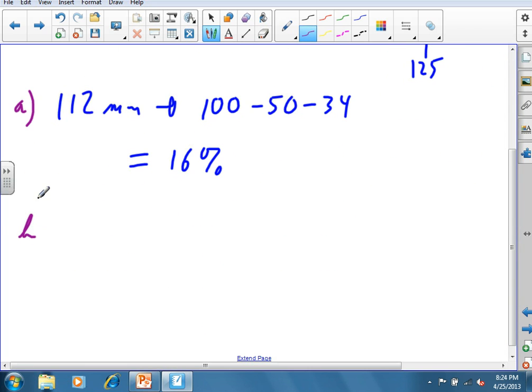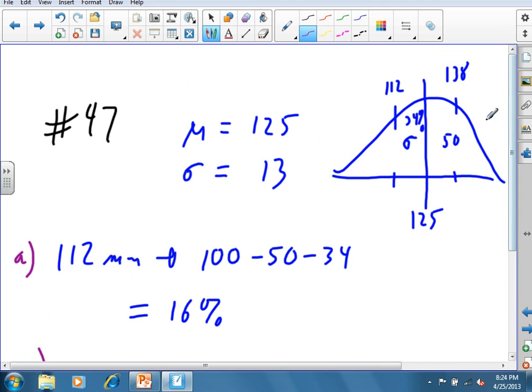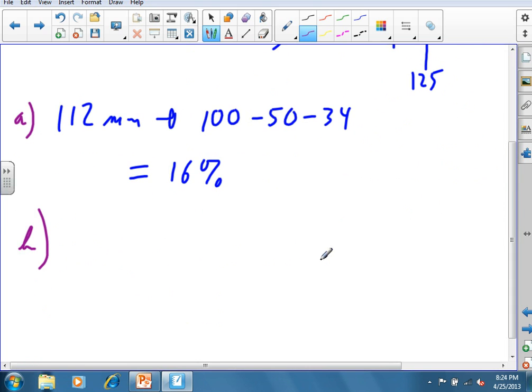B, 138. 138 was sitting there, so that's going to be 50 plus that 34. 50 plus 34, 84th percentile for B.